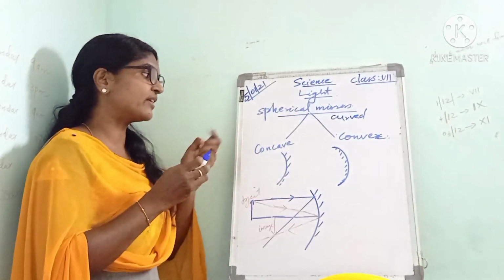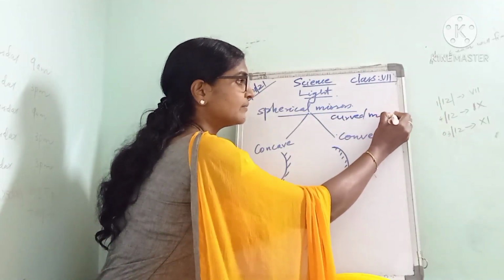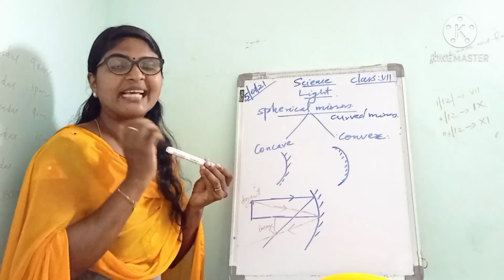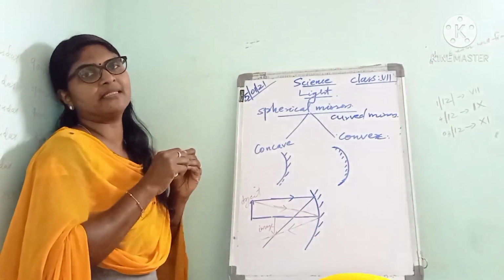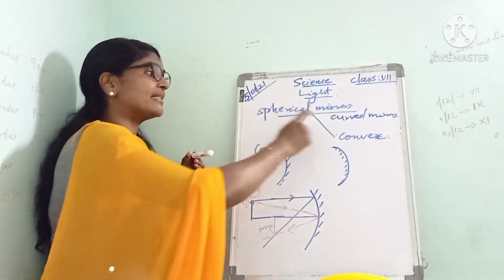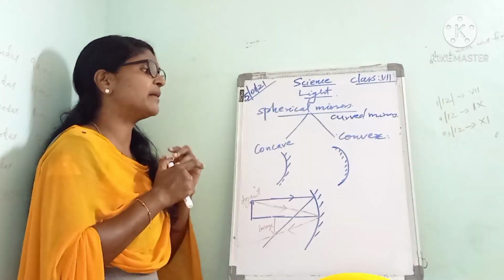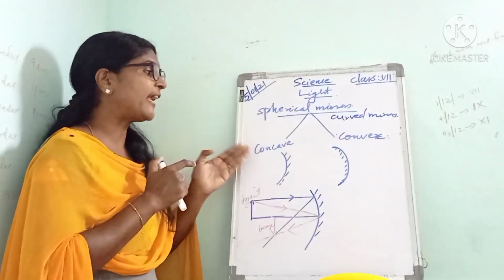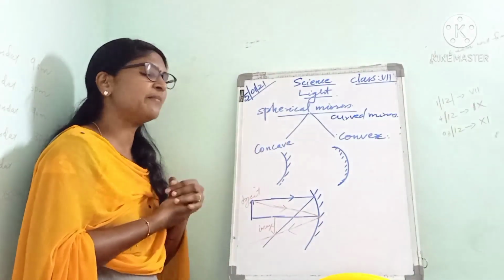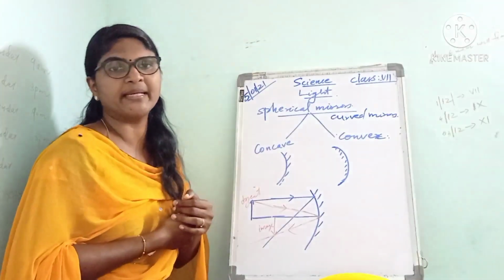So, spherical mirrors are otherwise called curved mirrors. Okay, why are spherical mirrors called curved mirrors? Because they have curved surfaces. And these spherical mirrors are of two types: concave mirror and convex mirror.